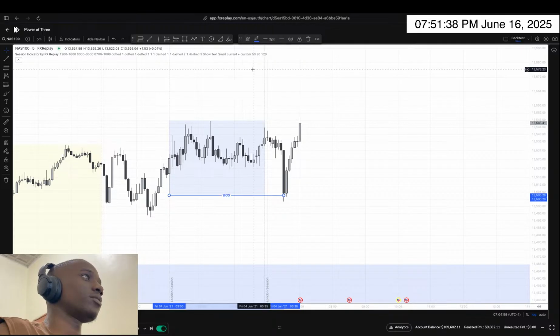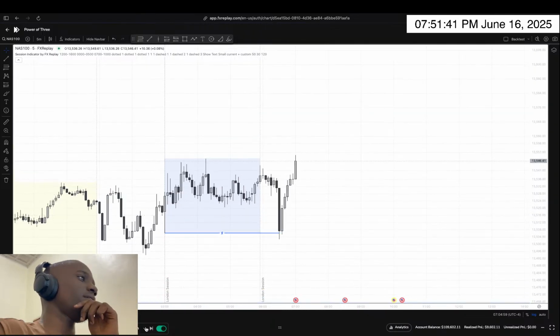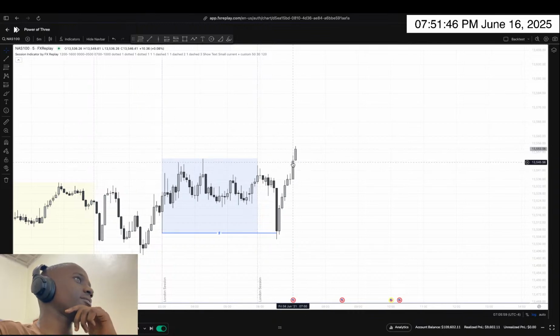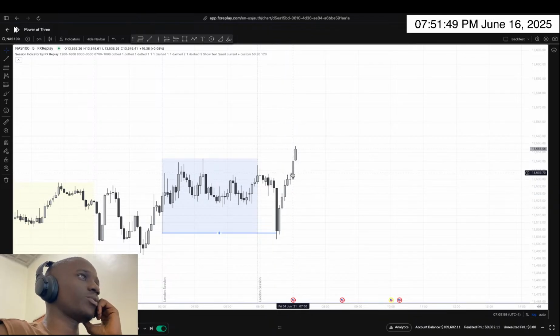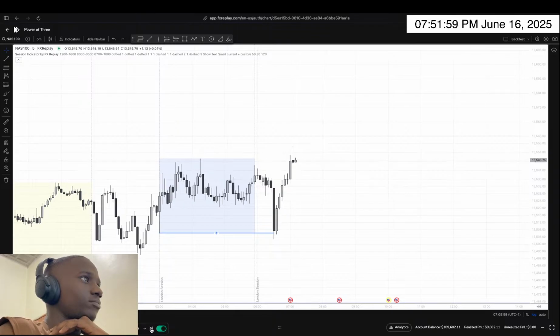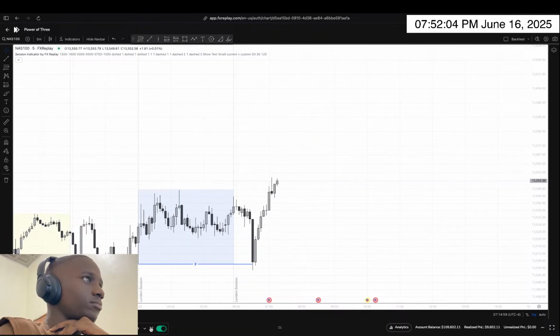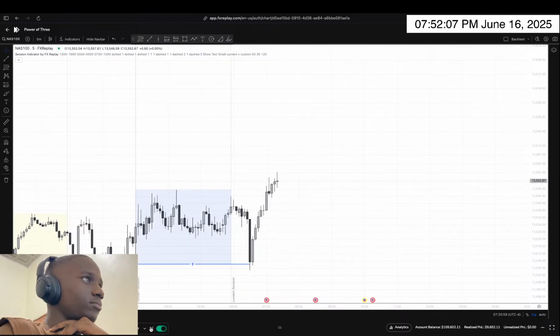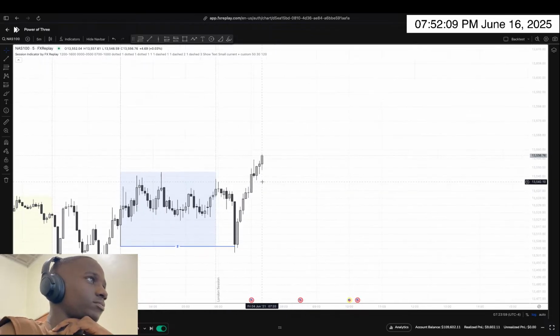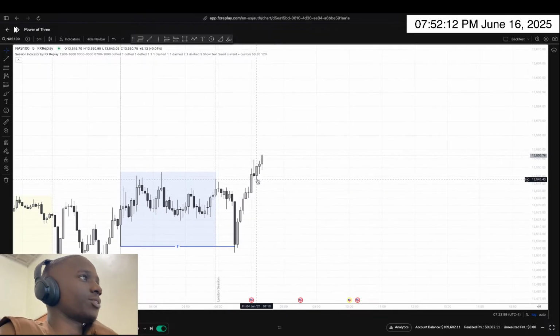Sorry, this. Okay, and now it looks like we're having a shift in structure right here. Let's see if we get a retracement to this fair value gap or this inversion. Most likely the inversion, because the inversion lies in discount. So we get a small retracement into the inversion, I mean into this fair value gap.